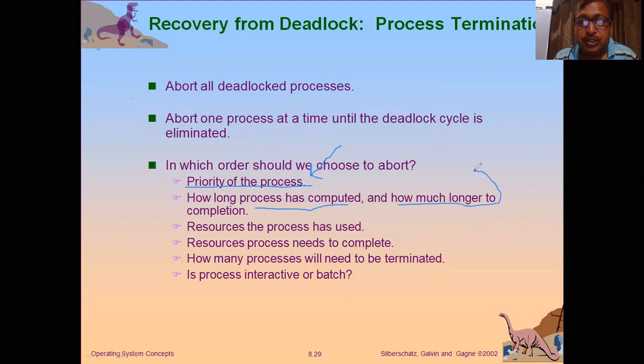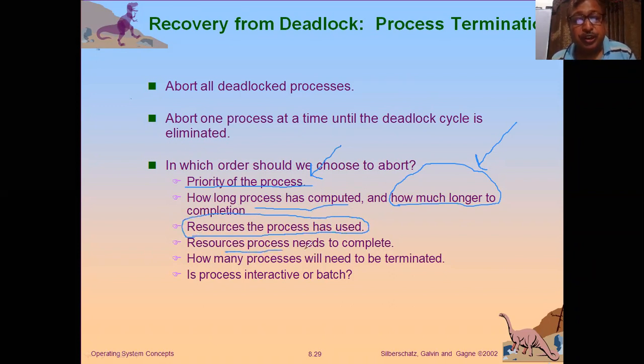Because if a process was about to complete and it had completed 95% of its tasks and I abort that process, I terminate that process, that will be a huge loss for the system and that process has to be restarted from the beginning. What resources the process has used, and what resources are required by this process, this is important. Which resources it requires, and will it be sufficient to abort that process?